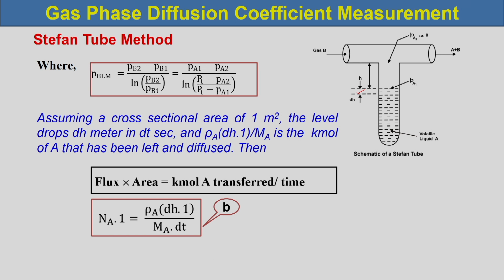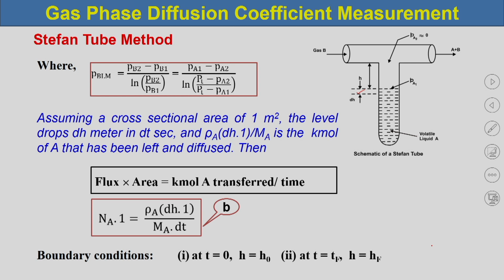So, Na into area, 1 meter square, would be equal to the kilomole transferred, rho A dH into 1 divided by Ma divided by time, dt. So, this is equation B. Now, the boundary conditions over here: at t equal to 0, H is equal to H naught, and at t equal to Tf, H would be equal to Hf.